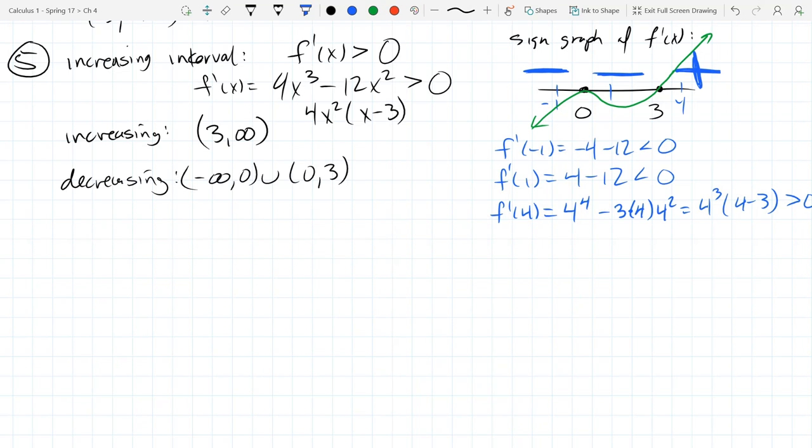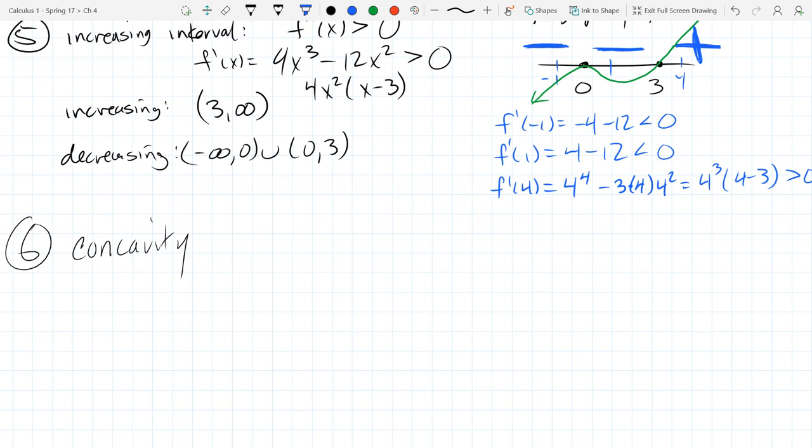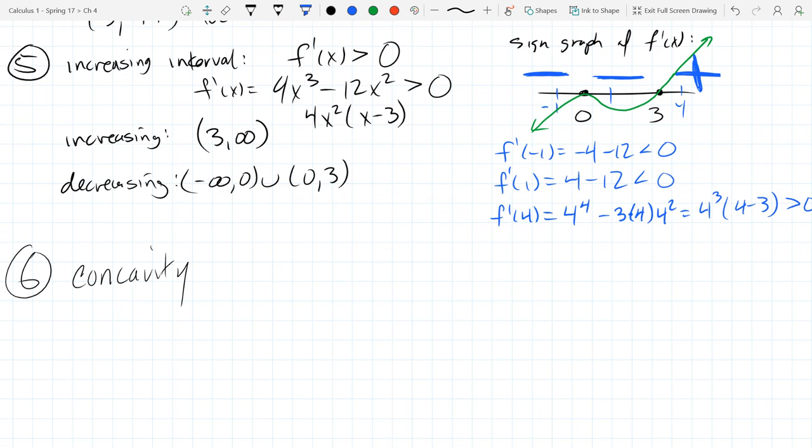Decreasing interval setup. So now we're about to look for concavity. So how do we do concavity? Pretty much the same way. We're going to look for concave up first. So I want to know when is the second derivative greater than zero.